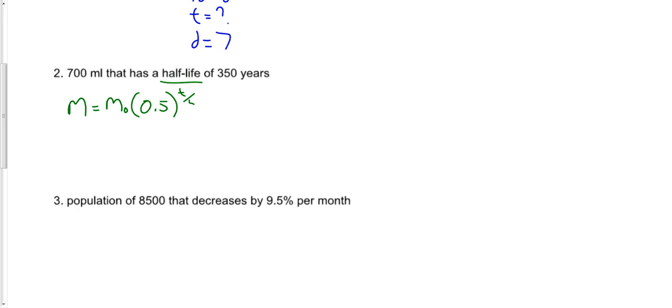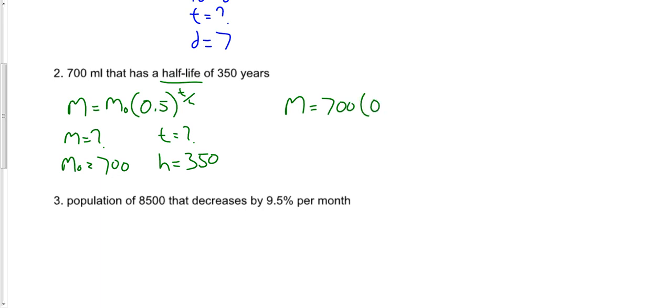Okay, so in this case, we don't know what M is. That's still a mystery. We know that our initial starting value is 700 milligrams, so we're just going to put 700 for that. We don't know what the actual time is, so we're going to leave that as a variable. But we do know the half-life is 350 years. So there's my 350. If I plop this into the equation, I'm going to end up with M is equal to 700 times 0.5 to the exponent T over 350.